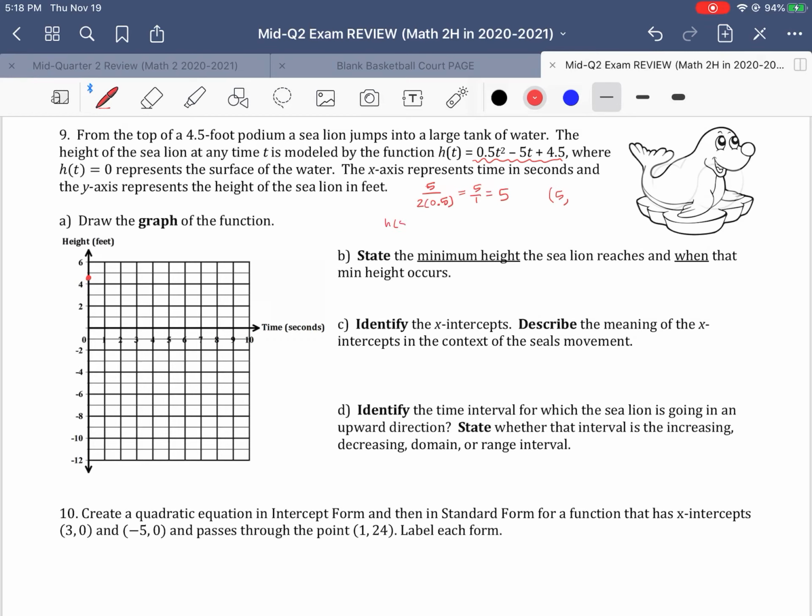So if we plug that in, then we get h of 5 is equal to 0.5 times 5 squared minus 5 times 5 plus 4.5. And again, if we simplify that, we get negative 8. So we can plot that point over 5 down 8. And we know that it will continue to kind of move through that. Again, you can use your calculator to help you plot some of these points as well.